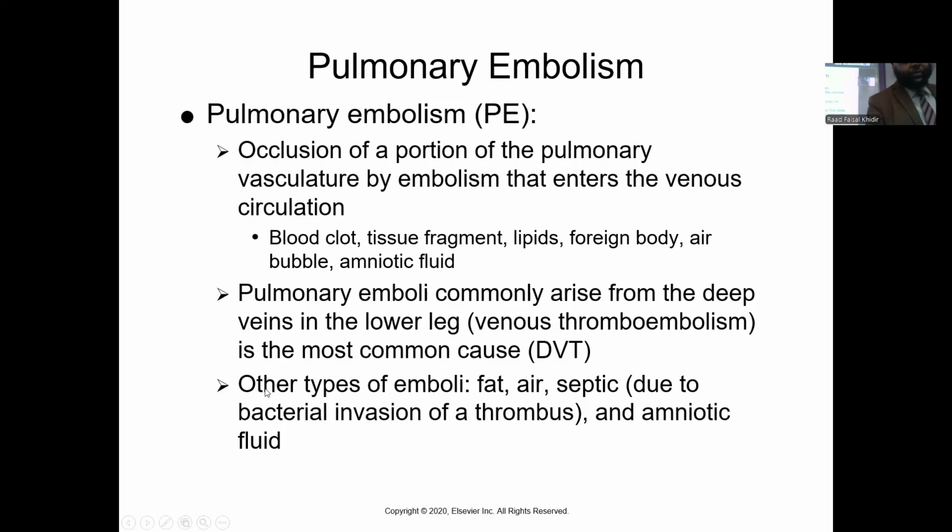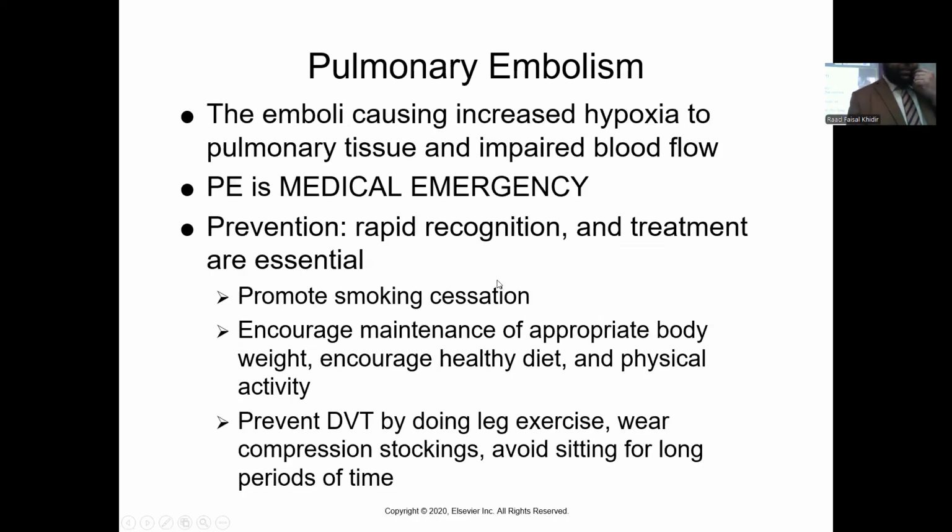There are other types of emboli. You have fat, air, and septic emboli. That is due to the bacterial invasion of a thrombus. You have a thrombus. A thrombus is a blood clot. We use streptokinase to dissolve this thrombus clot. If this thrombus stays for too long, you can have a bacterial infection superimposed in that clot, and it's going to migrate with the clot. So that could be a septic embolism.